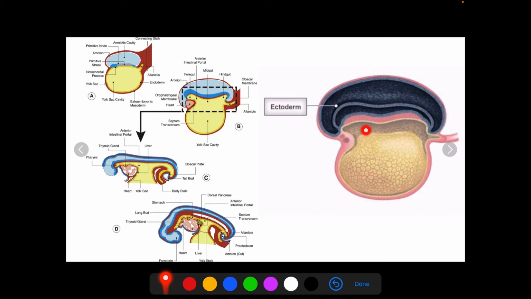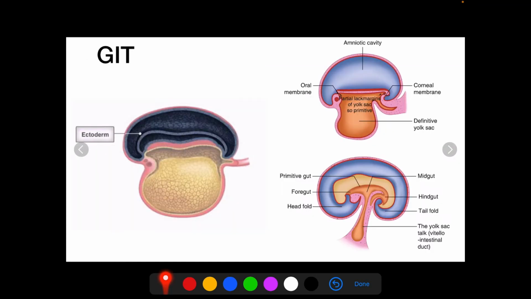And the narrowed part from the endoderm yolk sac forms a tube that in future becomes the GIT cavity, starting from the mouth to the anus. Now regarding the GIT, as we said, the upper part of the yolk sac will undergo apoptosis and form the canal, and we divide this canal into three parts. The anterior part is called foregut, the middle part is called midgut, and the final part is called hindgut.